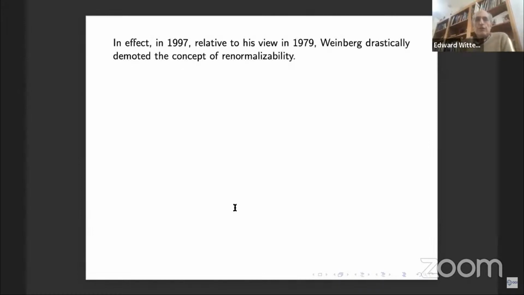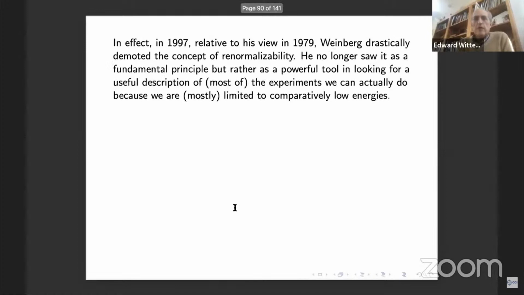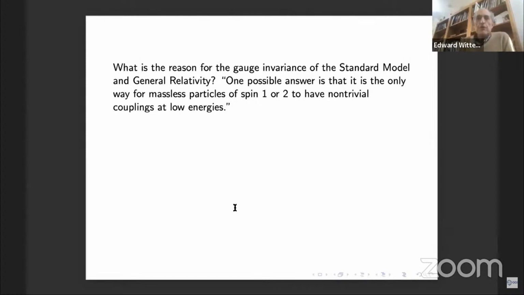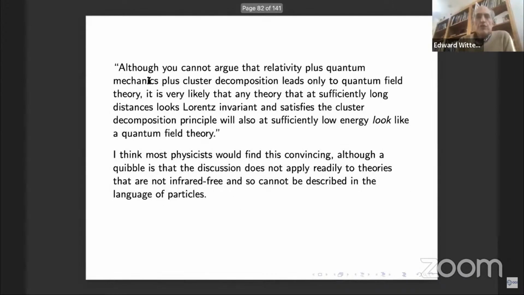Now, as I've already foretold, in 1997, relative to his earlier view, Weinberg drastically demoted the concept of renormalizability. He no longer saw it as a fundamental principle, but rather as a powerful tool in looking for a useful description of most of the experiments we can actually do, because we're mostly limited to comparatively low energies. In other words, quantum field theory, for instance, to begin with, is not necessarily fundamental. It's the inevitable outcome of more general principles. But a refinement of this statement is that quantum field theory at sufficiently low energies always looks renormalizable.